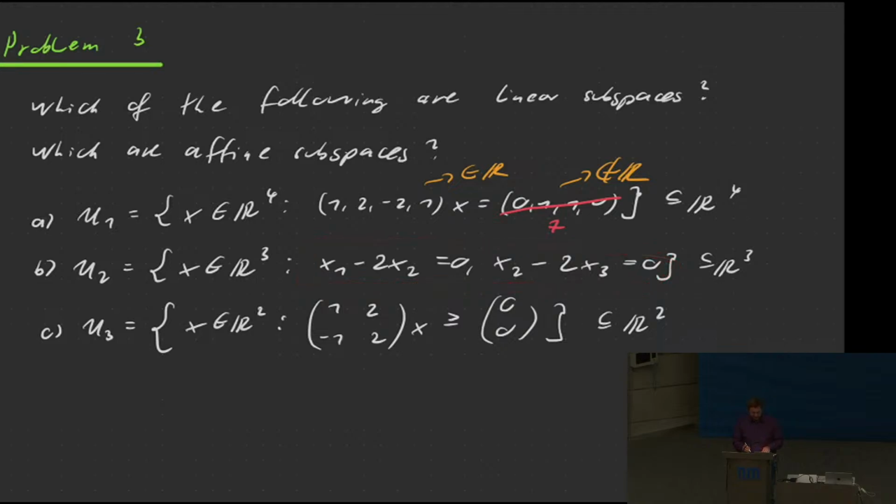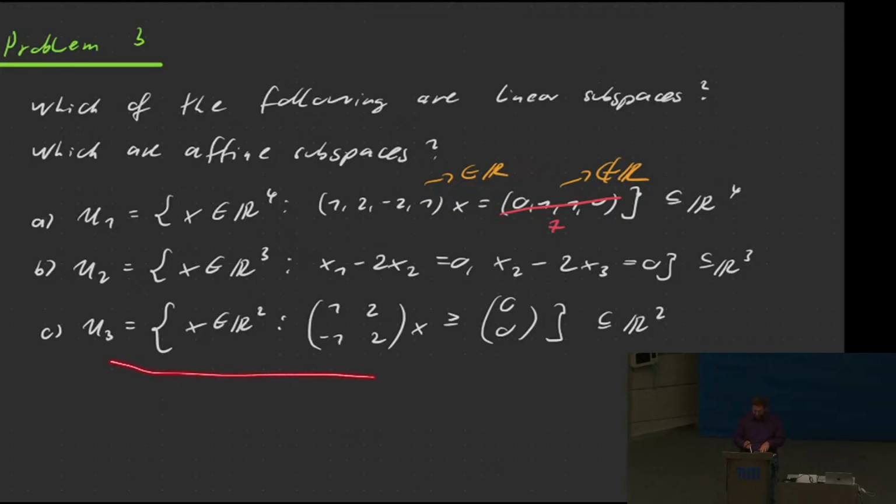So here we have a space that is defined as the solution set of 2 linear equations. This time the right-hand side is 0, and the solution set of a homogeneous system of linear equations is always a linear subspace. So that is the right answer here.